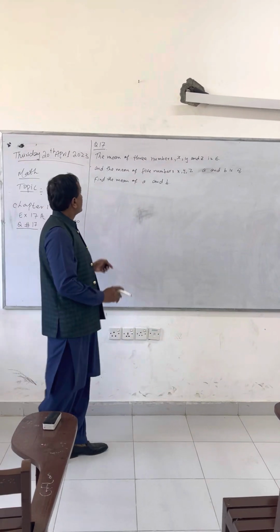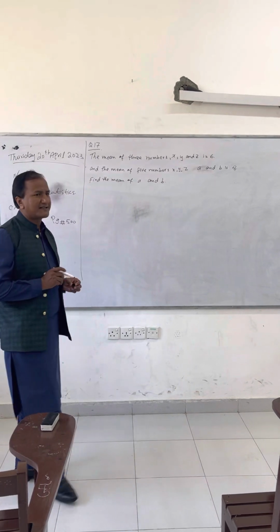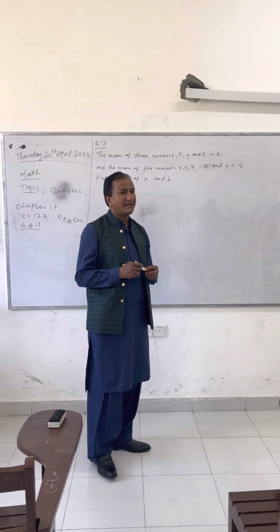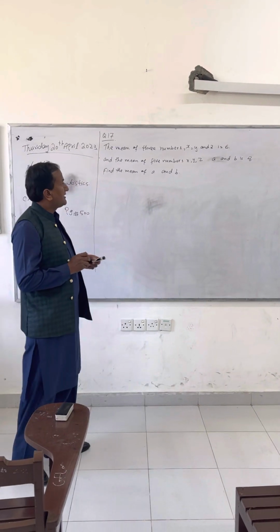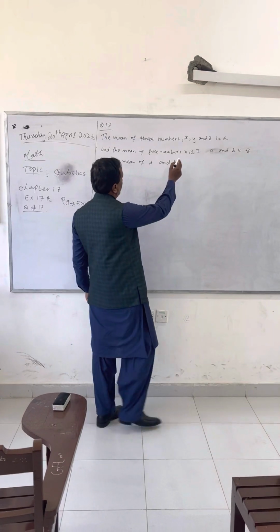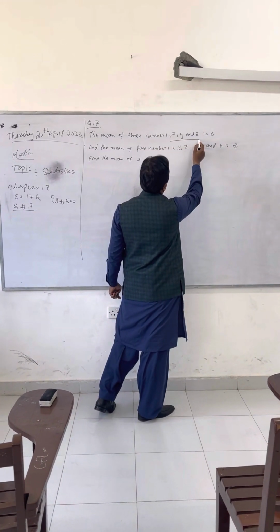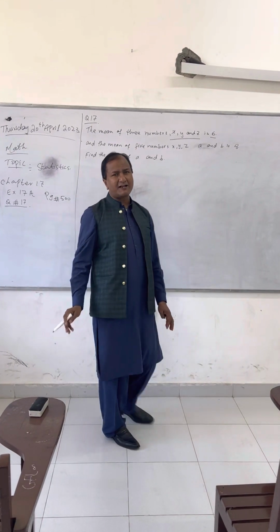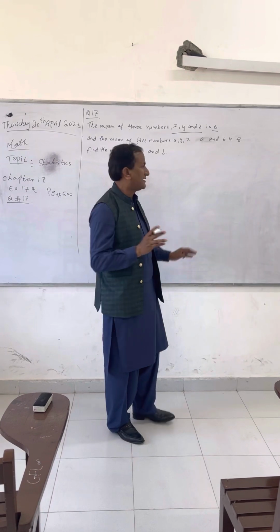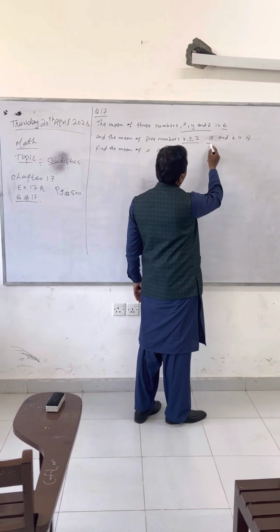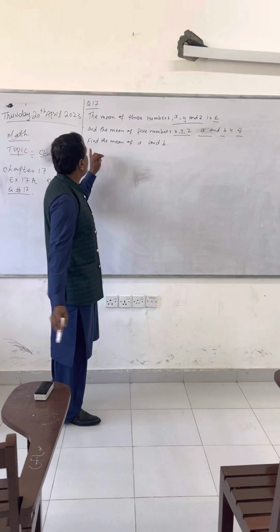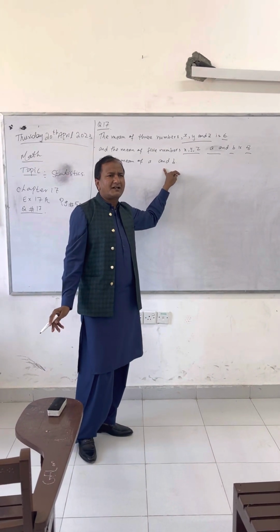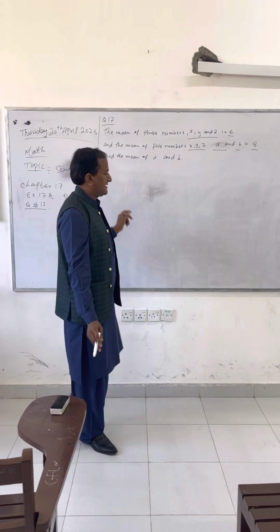What is the question? The mean of three numbers x, y and z is 6, and the mean of five numbers x, y, z, a and b is 8. First of all, it is given that the mean of three numbers is 6. After that, the mean of five numbers, where we add two more numbers, a and b, is 8. We are supposed to find the mean of a and b, which are the numbers added after x, y and z.